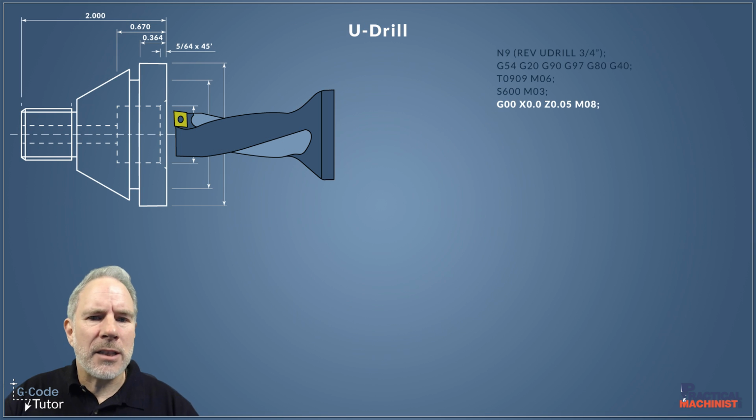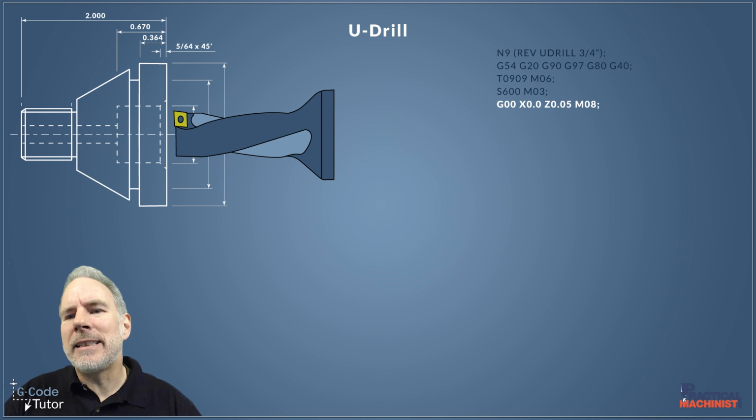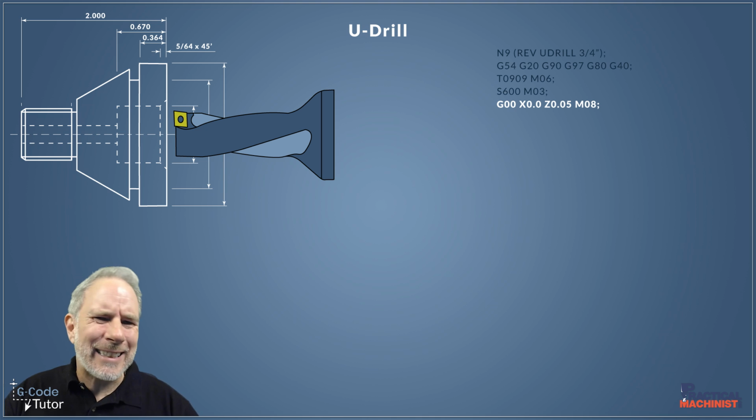Okay, so our first movement line, we're using G00, rapid travel command. We're coming down to X0, our center line, and we have a Z movement 50 thousandths of an inch away from that end face because we've set our datum to that end face there. So we know this is 50 thou away from that face as it rapids in.